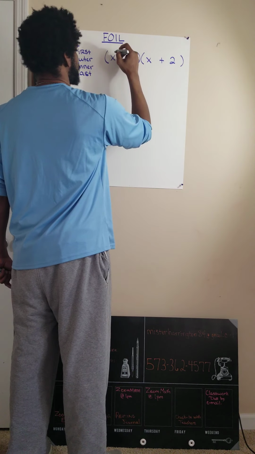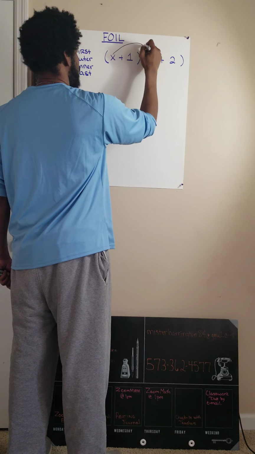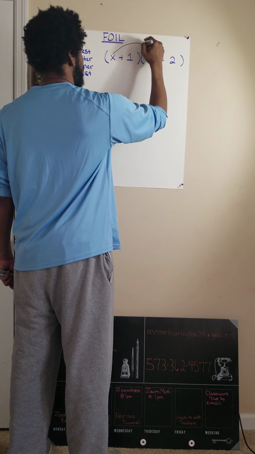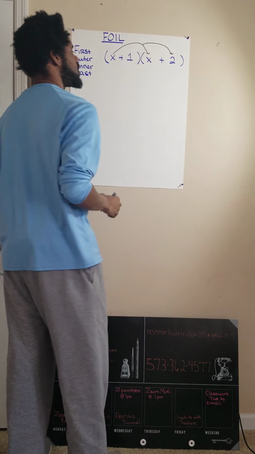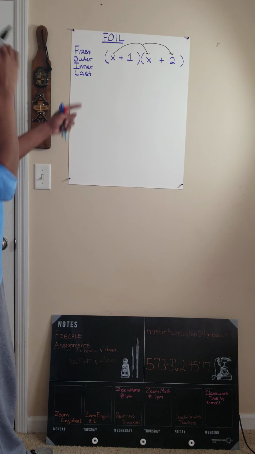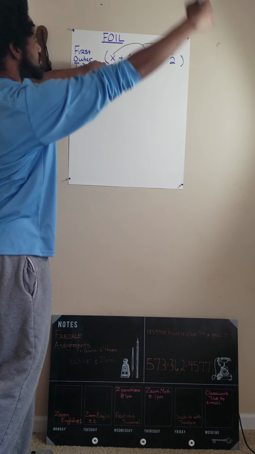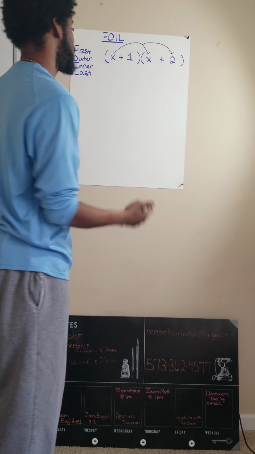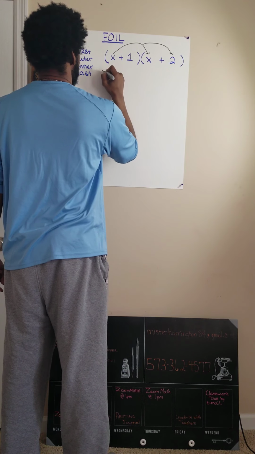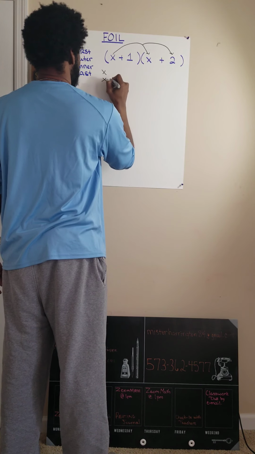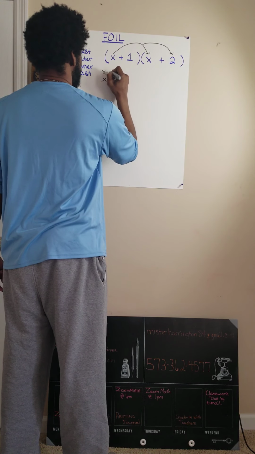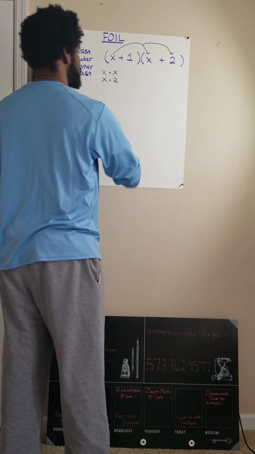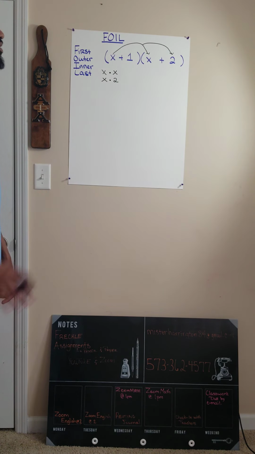So one of the ways you can do that is x is going to go here, and it's going to go there. We're multiplying an x times the x in the other parentheses and the 2 in the other parentheses. So again, if this helps, we can write x and say we're going to multiply by x and also by 2. Okay, you got your first part.